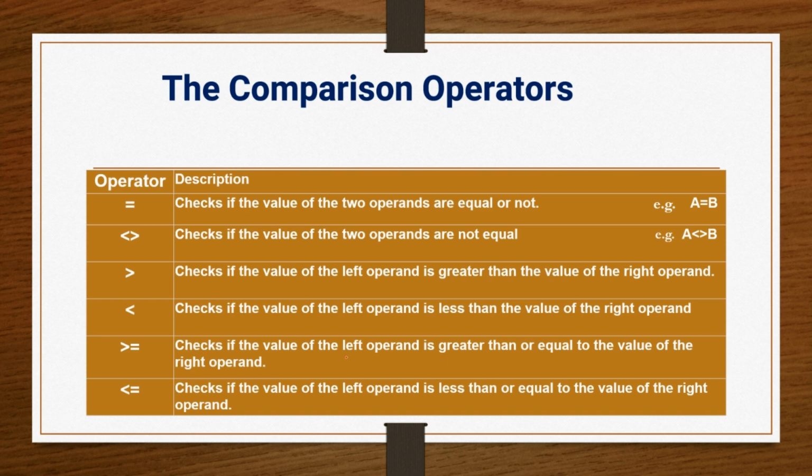What are comparison operators? They compare two operands, a and b. These are the two operands, and you are comparing them. Equal to, not equal to, greater than, less than, less than or equal to, and greater than or equal to. So these are the comparison operators.